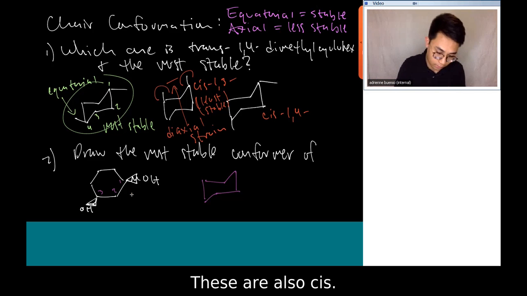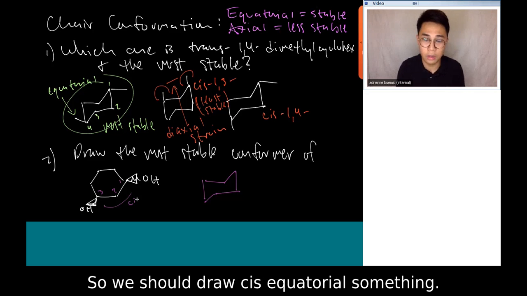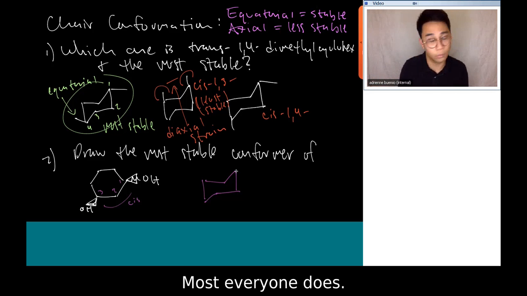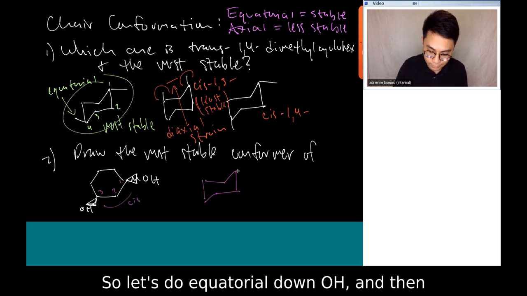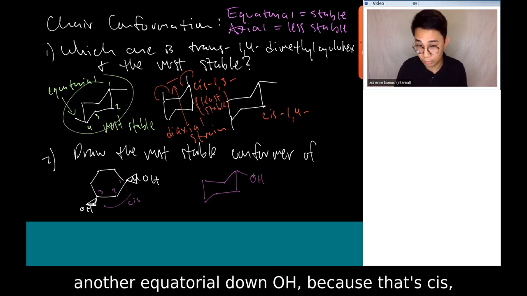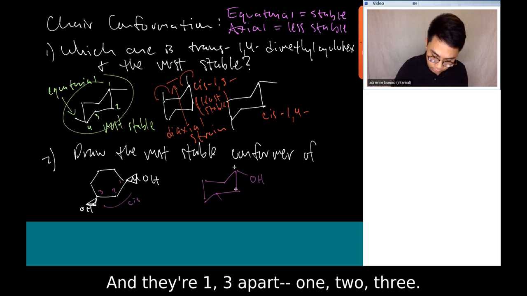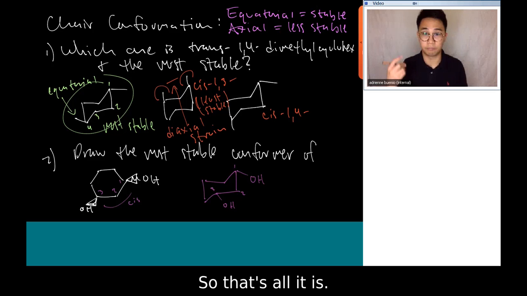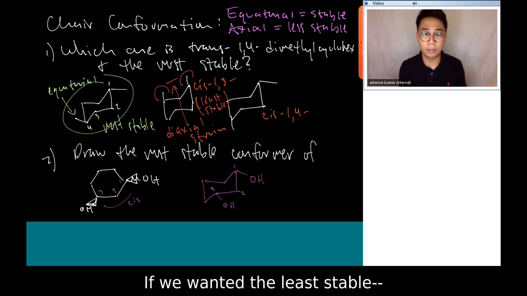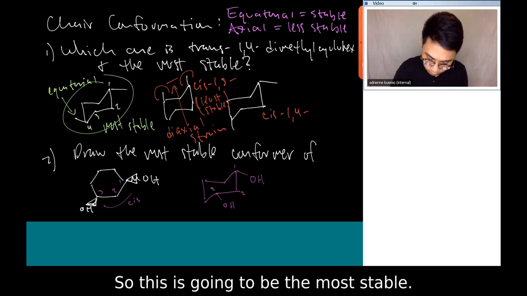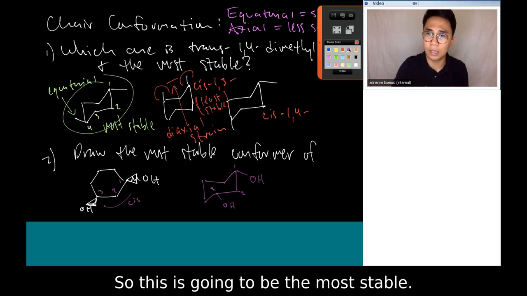One, two, three apart. And since these are also cis, we should draw cis equatorial something, right? So we can start from wherever point we want to. I always start at the tip. Most everyone does. So let's do equatorial down OH, and then another equatorial down OH because we're cis, right? So they're both down, and they're 1, 3 apart. 1, 2, 3. So that's all it is, right? If we wanted the least stable, let's do red. So this is going to be the most stable.